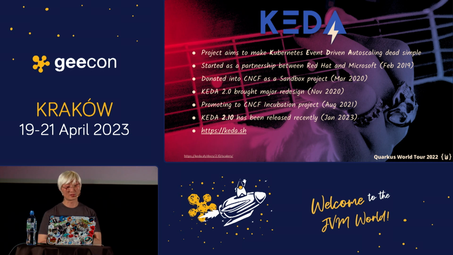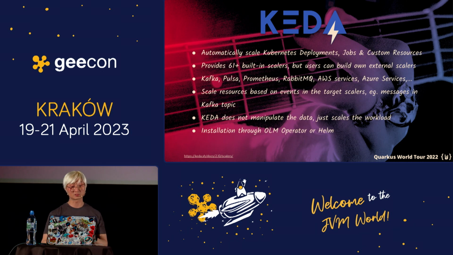Red Hat and Microsoft put in a lot of effort to design and develop this project, and it is one of the incubating projects right now in CNCF. We recently released version 2.10 a couple of months ago. There are more than 60 autoscaler adapters, for example Kafka, Apache Pulsar, Prometheus, RabbitMQ, and a bunch of AWS services.